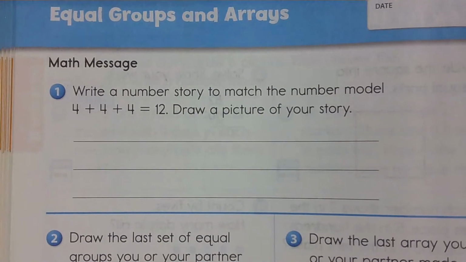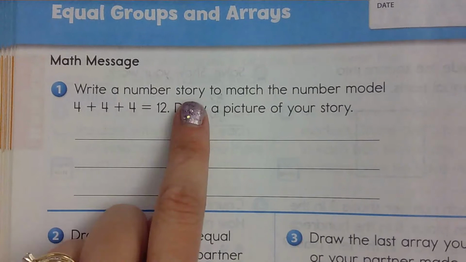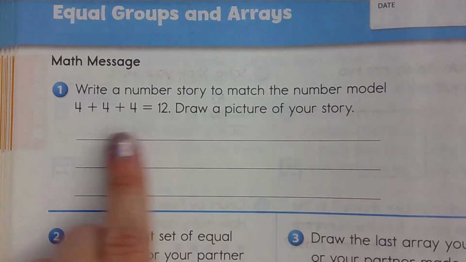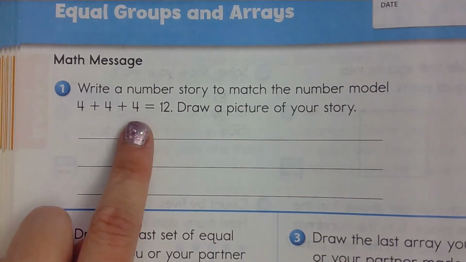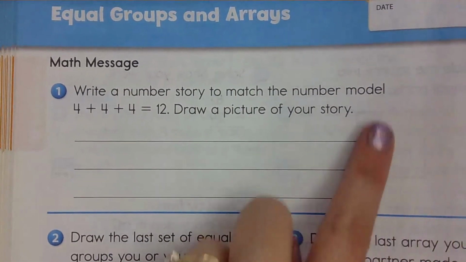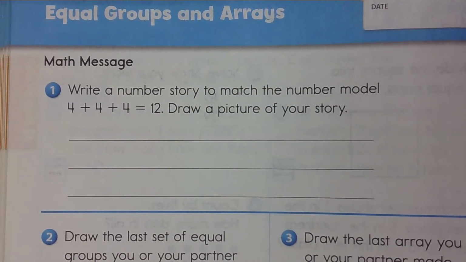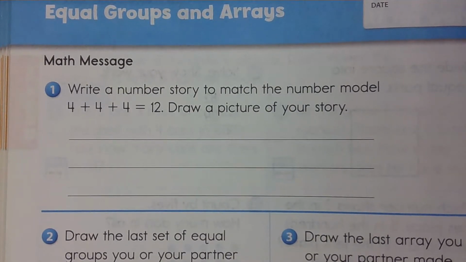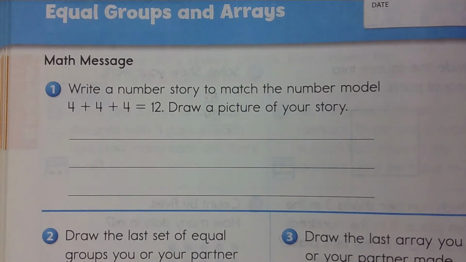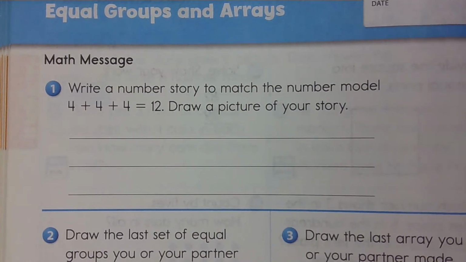What I would like you to do is look at number 1 with me. Number 1 says, write a number story to match the number model. 4 plus 4 plus 4 equals 12. Draw a picture of your story. You can draw your picture here. So go ahead and pause the video. Create your very own number story for number 1 using those numbers, and then share your stories with your class. Go ahead and pause the video now so you can have time to work on it.